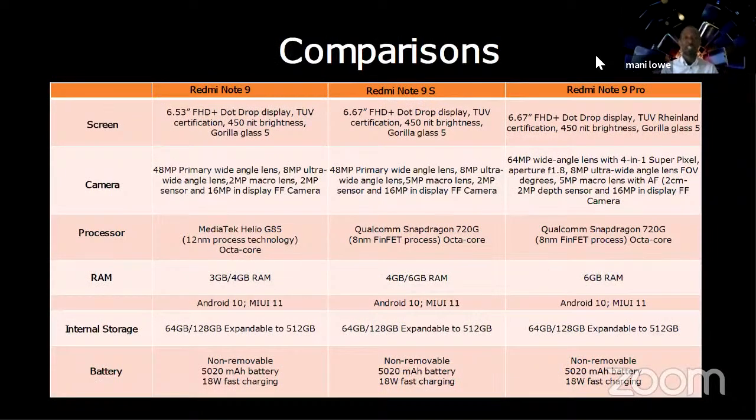Okay, so in comparison, you can see here of the rest of the family series Redmi Note 9, the key differences between the 9S and 9 Pro is the screen size. The camera does change when you get to the bigger brother being the Pro. And also, if you compare the 9S and 9 Pro to the Note 9, you can see it's a different type of processor.